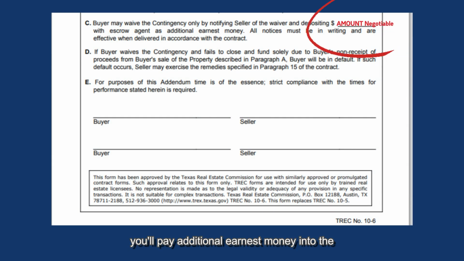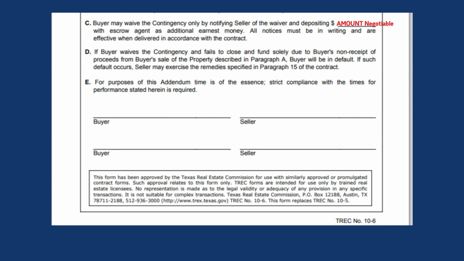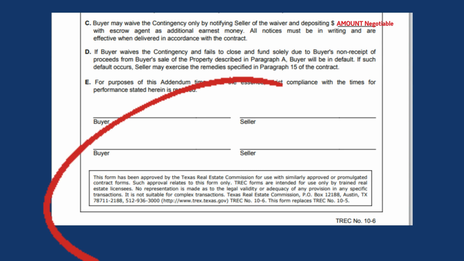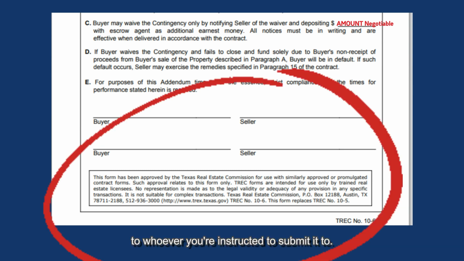If you just choose to waive the contingency, you will pay additional earnest money into the escrow account. If you choose not to, you'll get your prior earnest money back. The amount of earnest money is always negotiable. The final part of this addendum is to complete the signatures for the buyers and the sellers.